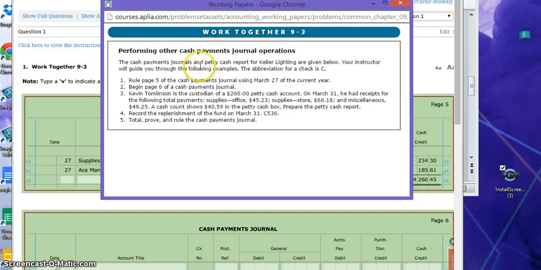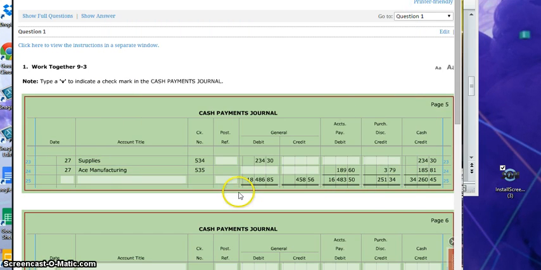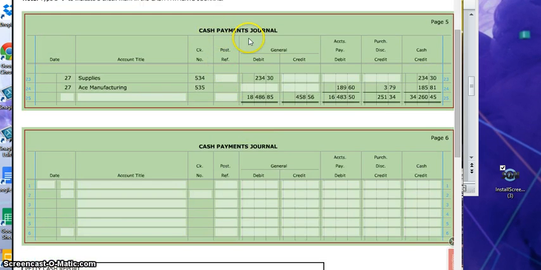The cash payment journals and petty cash report for Keller Lighting are given. The first two things we're going to do is rule page 5 of the cash payments journal using March 27th of the current year, and then begin page 6 of the cash payments journal. Basically what this looks like is we have our cash payments journal page 5. We have to end this page before we can go on to page 6.